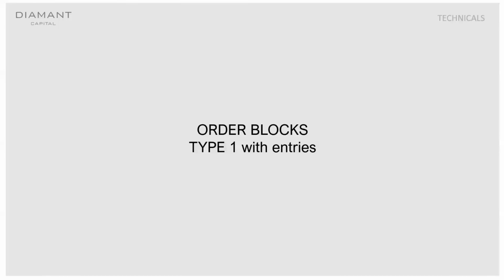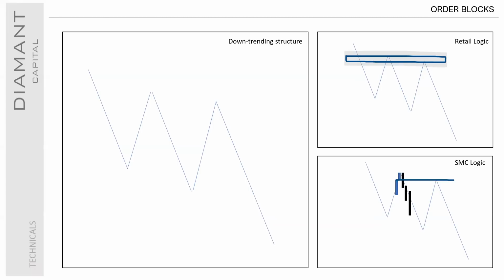So the first type, order block type 1, with entries. Just as a precursor, I want to quickly explain market structure in terms of retail logic and then smart money concepts logic. Retail will have you thinking that whether you're in an uptrend or downtrend, it's support and resistance. However, with smart money concepts, what you're actually looking for is certain points of interest, and within those points of interest is where you'll find the order blocks.